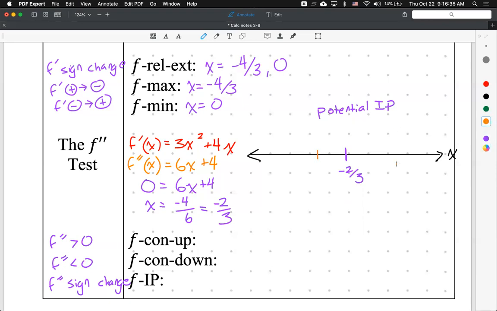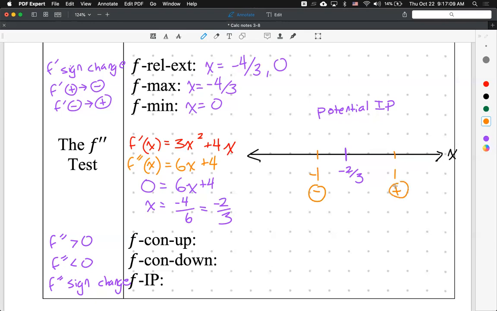So I need a point to the left and right, Teflon. What do you want to check? Yeah, so 1 and -1. Teflon, go for it. You're plugging into the second derivative. Yep, when you plug in -1, it's negative. When I plug in +1, I get a positive.